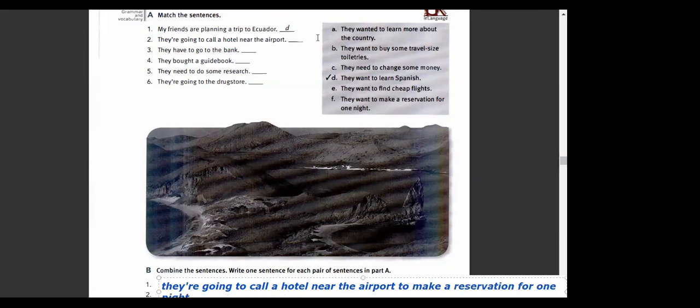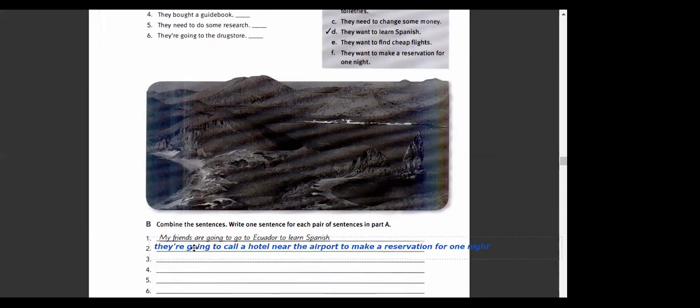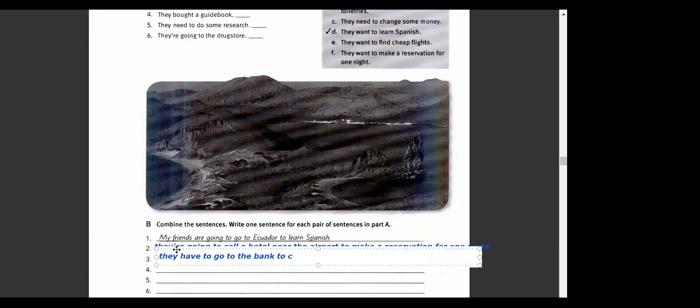They have to go to the bank because they need to change some money. One more time. They have to go to the bank. Continue. Because they need to change some money. To change. One more time. They have to go to the bank to change some money.